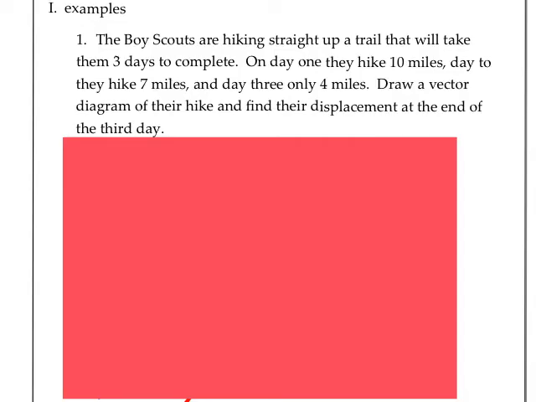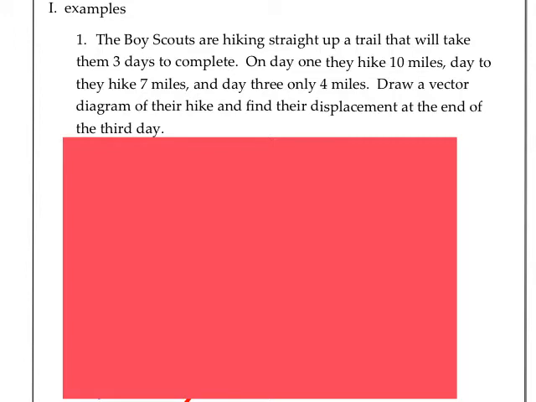Everybody's at the end of Roman numeral 6 with our example problems, right? There are 5 of them. On the first example question, we've got Boy Scouts hiking straight up a trail. So we're just assuming that it's not winding at all. It's just going to go straight, and it takes 3 days to complete.